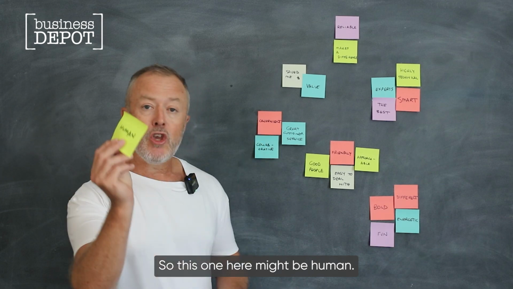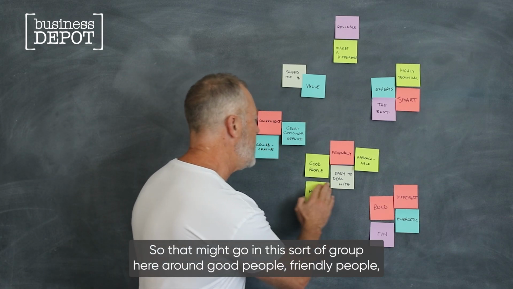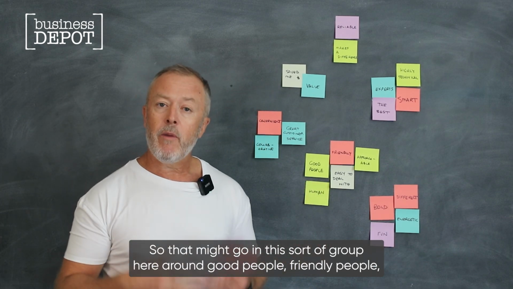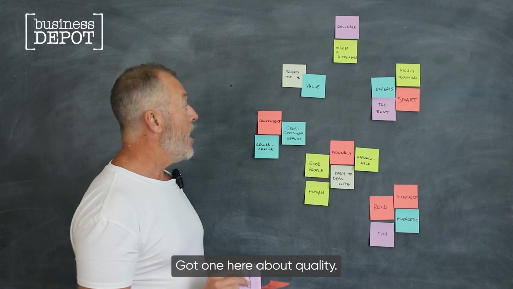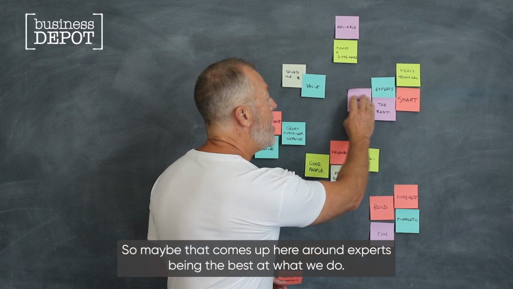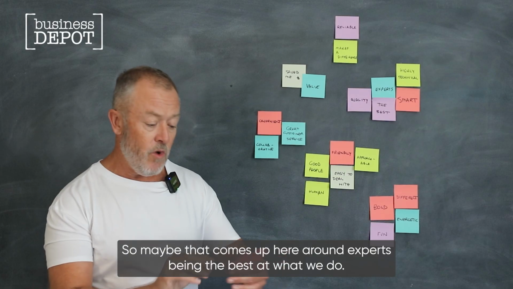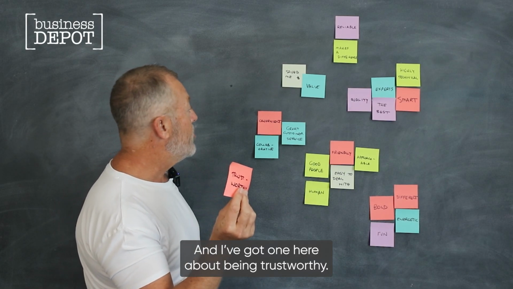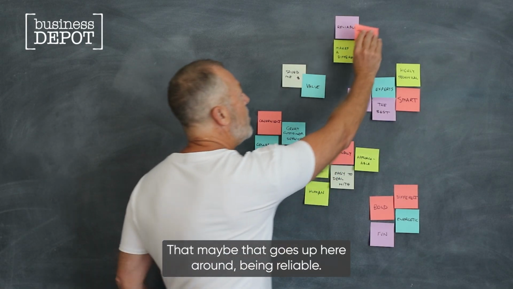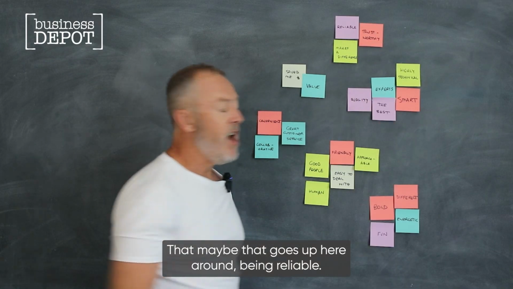So this one here might be human, so that might go in this sort of group here around good people, friendly people, being approachable. Got one here about quality, so maybe that comes up here around experts, being the best at what we do. And I've got one here about being trustworthy. Now, where does that go? Maybe that goes up here around being reliable.